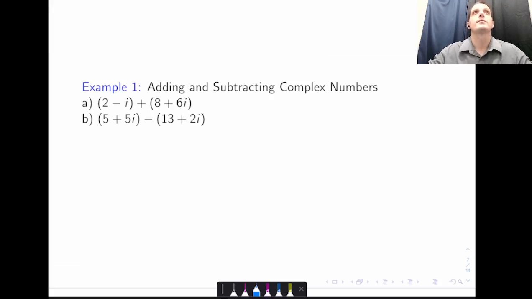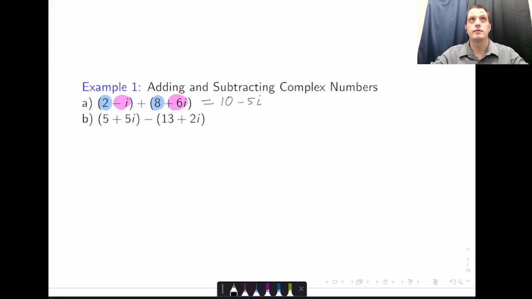Okay, here we go. So adding or subtracting complex numbers. Here we've got two different things to add. So once again, we're just going to add the real parts. So I'm going to get 2 plus 8 is 10. Then I'm going to add the imaginary parts. 6 minus 1 is negative 5i.